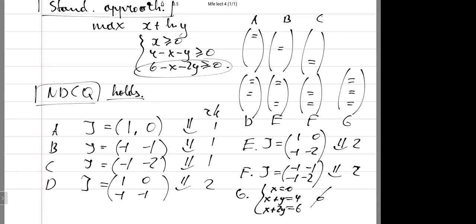But it's not so trivial like in the case of equality constraints. I need to check all possible combinations of active constraints, because I now work with inequality constraints, and I'm not sure which ones will be active before solving the problem. Okay, first step is done. Any questions about non-degenerate constraint qualification conditions?